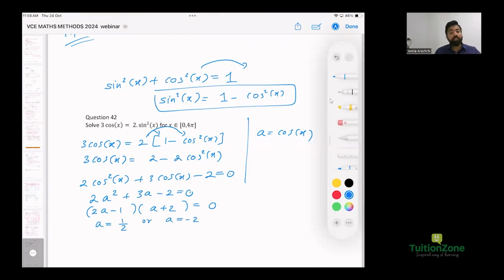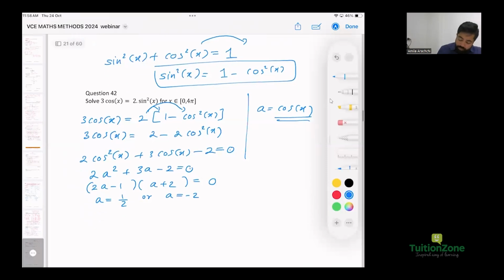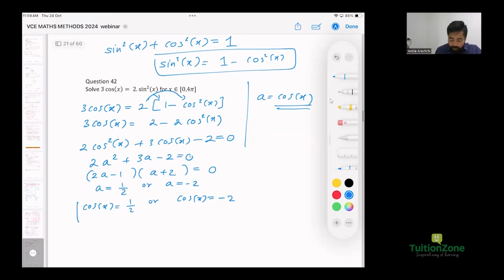And then we can't keep the a though. We need to put back our cos x into the question, which just becomes cos x equals positive half or cos x equals -2. This is the place we start the question. See, for cos x equals half, you need to do all the steps now, like the reference angle, quadrants, and find all the solutions in the given domain.